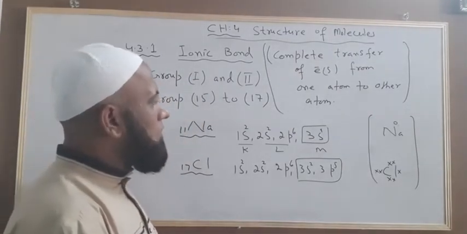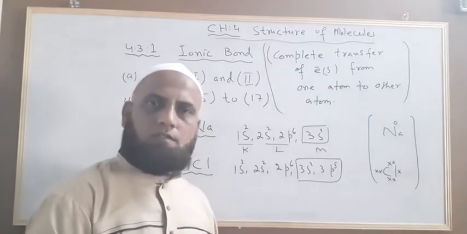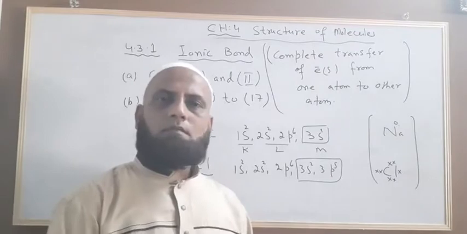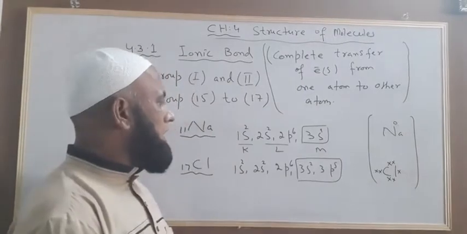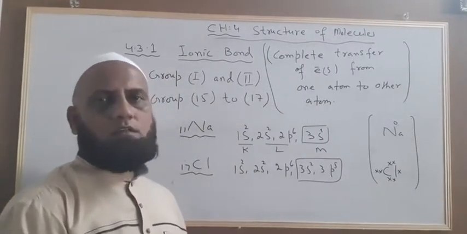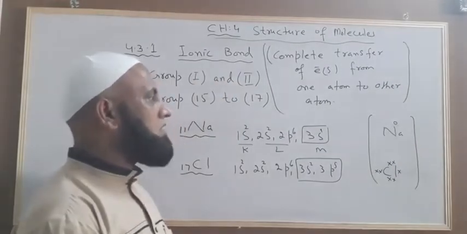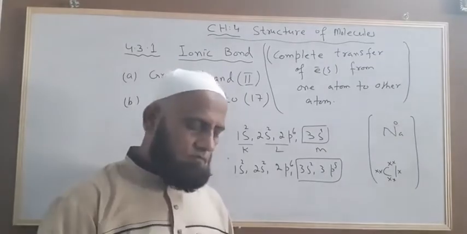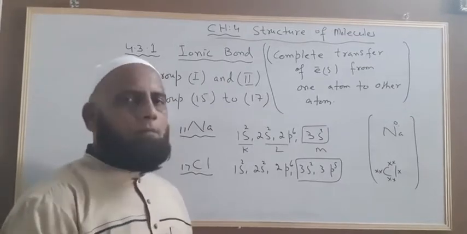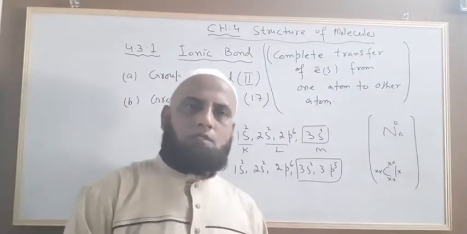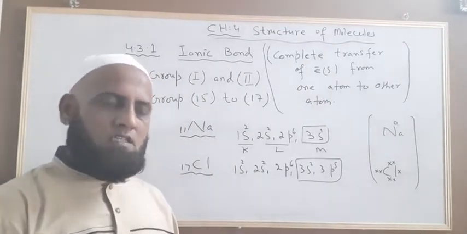Now, what happens? As it is clear from the electronic configuration, sodium needs to become stable, and chlorine is also not stable because it has 7 electrons in its valence shell, and sodium has 1 electron in its valence shell. Both are not obeying the octet rule. So if these two elements obey the octet rule, then obviously they would get the stable form.